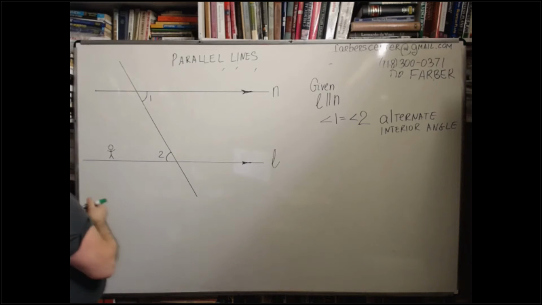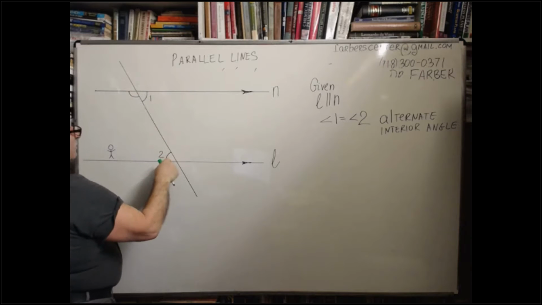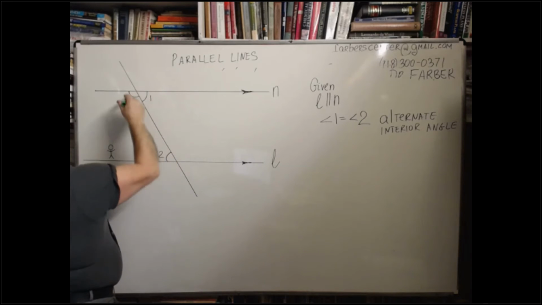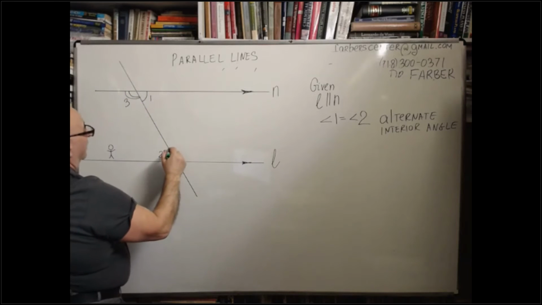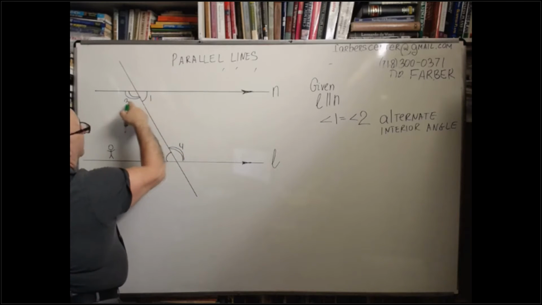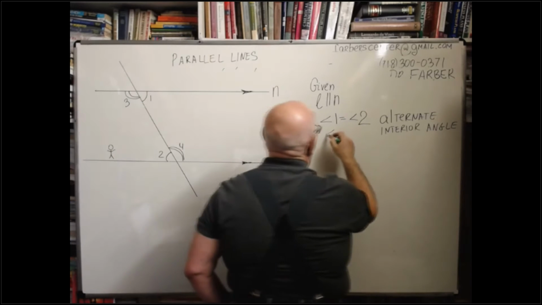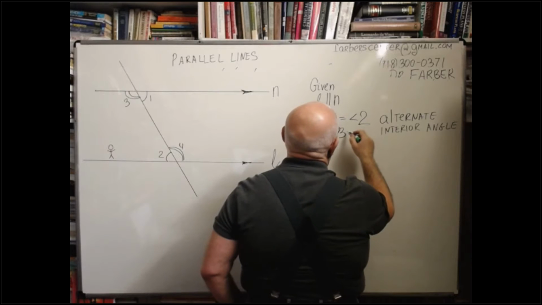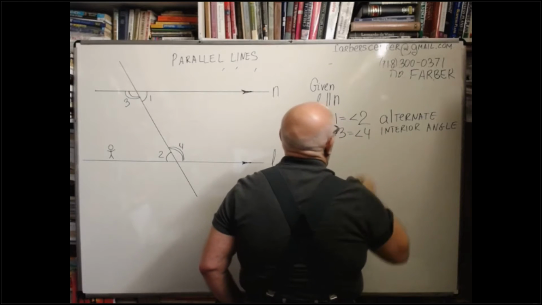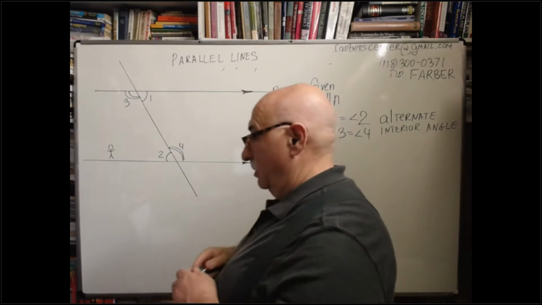I can give you another pair of these alternate interior angles. Another, these two are acute. I can make another, let's say angle 3 and angle 4. They are acute. And this obtuse. This is also an alternate interior angle. Alternate interior angles are equal to each other, either both of them acute or both of them obtuse.